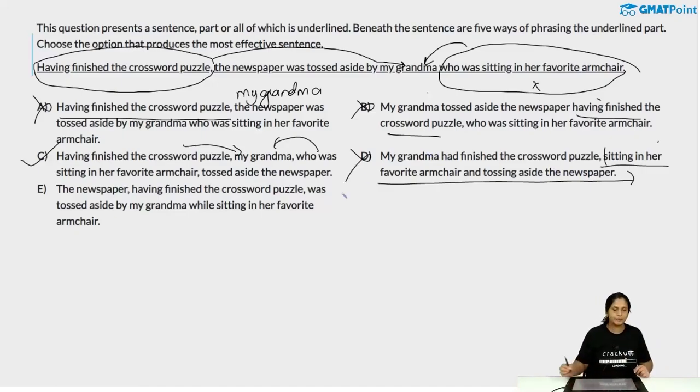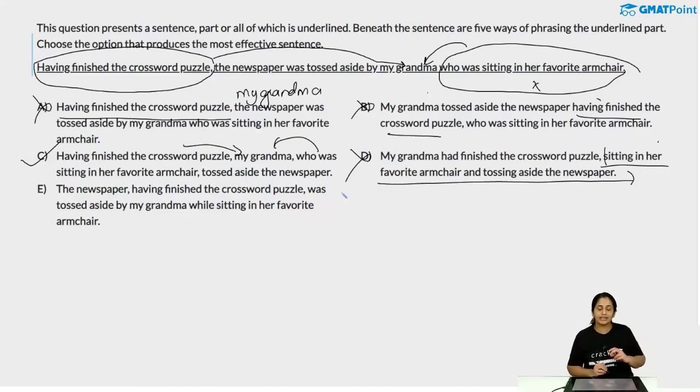So again, misplaced modifier. The last one, the newspaper having finished the crossword puzzle. Did the newspaper finish the crossword puzzle? No. So it should not be that way. Whenever you put something in a subclause like having finished it, it indicates that that clause is modifying the subject that came just before it.